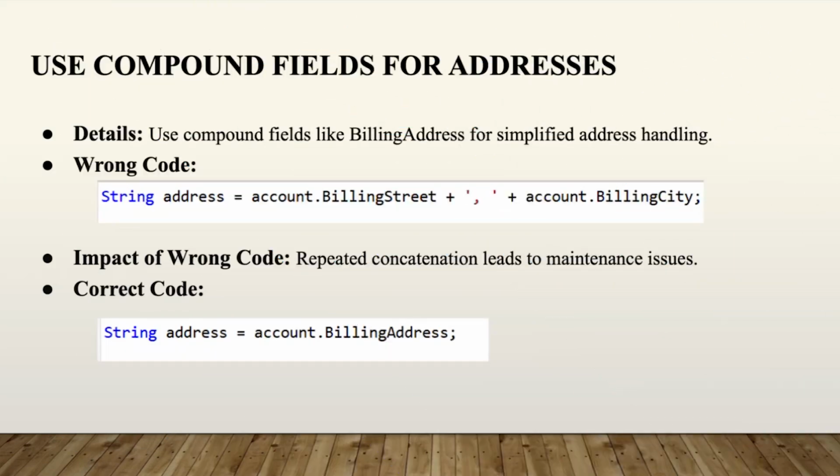So if you need to get all the address values like street, city, zip code, all those things, instead of getting the fields one by one and combining them, we can directly access the compound field. Like instead of fetching account.billing state, we can directly get the account.billing address.